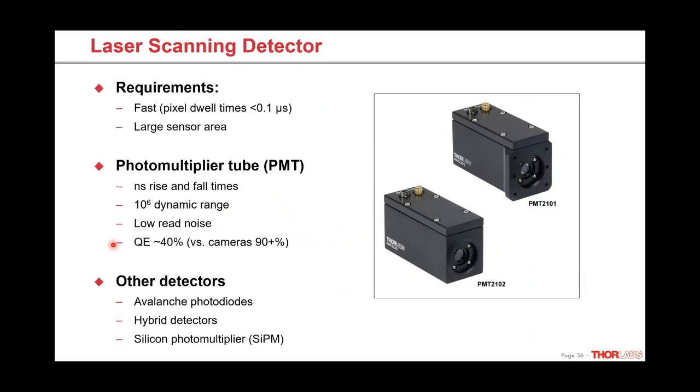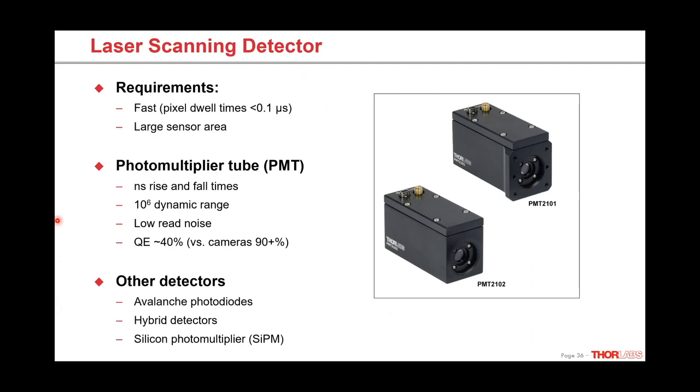All right, one final element of the scan engine before we move on, and that is talking about the specifics of a laser scanning detector. So these requirements are significantly different than cameras that we would use for wide field imaging. And the first requirement is that these detectors need to be very fast. And that's because we're rastering across the field of view. We're often not over any individual pixel in the image for very long, often less than 0.1 microseconds. In addition, we want a large sensor area so we can capture as many photons as possible.